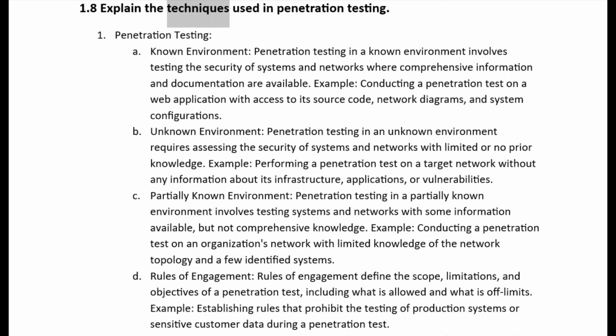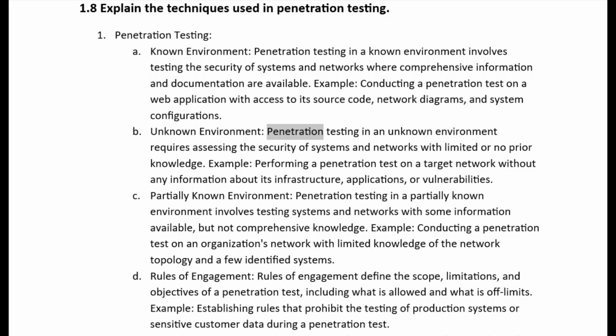1.8 Explain the techniques used in penetration testing. Penetration testing. Known environment. Penetration testing in a known environment involves testing the security of systems and networks where comprehensive information and documentation are available. Example: conducting a penetration test on a web application with access to its source code, network diagrams, and system configurations.